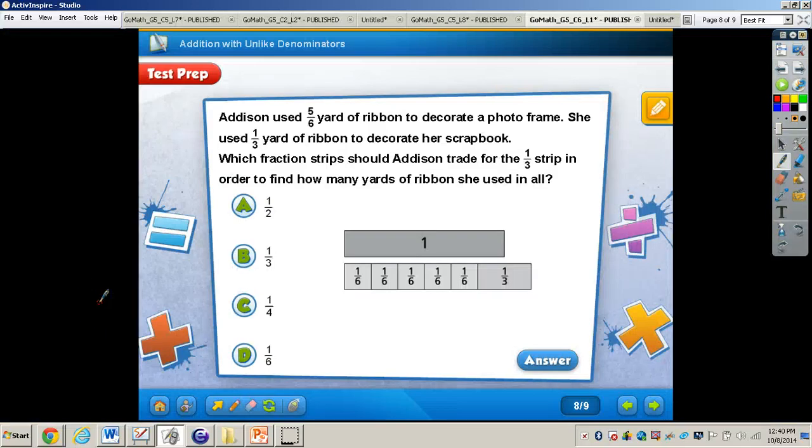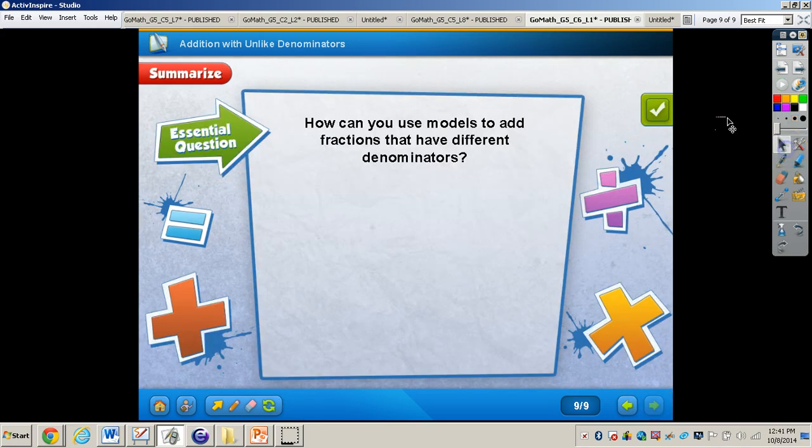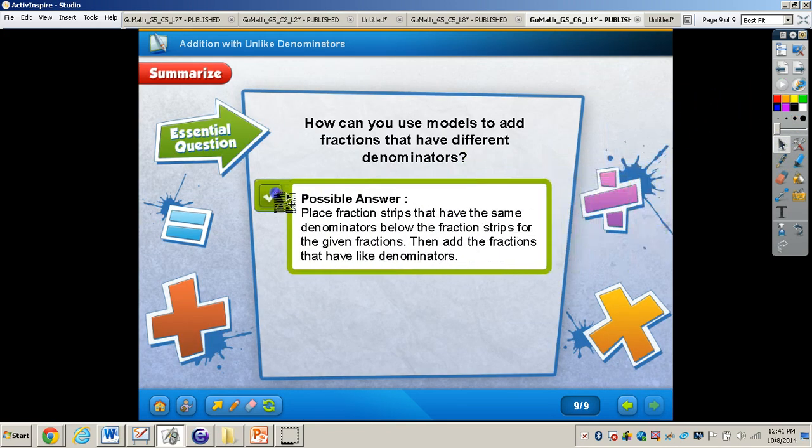Now I want you to work through this test prep problem. When you are finished, you can press play. I will have the answer for you. So pause the video now. Okay, here's the answer, letter D. And going over the essential question, how can you use models to add fractions that have different denominators? And you can see the answer right underneath.